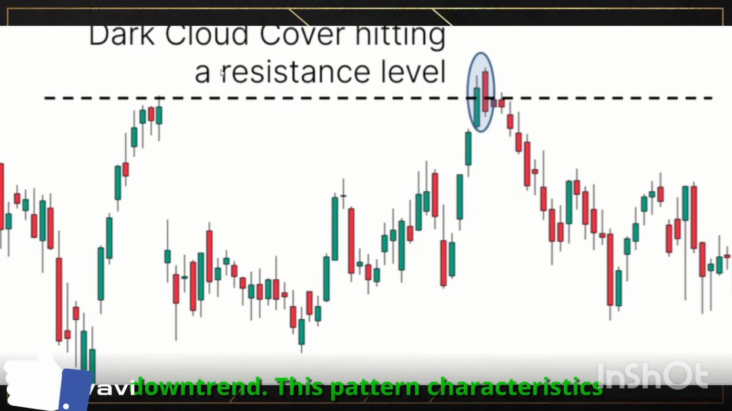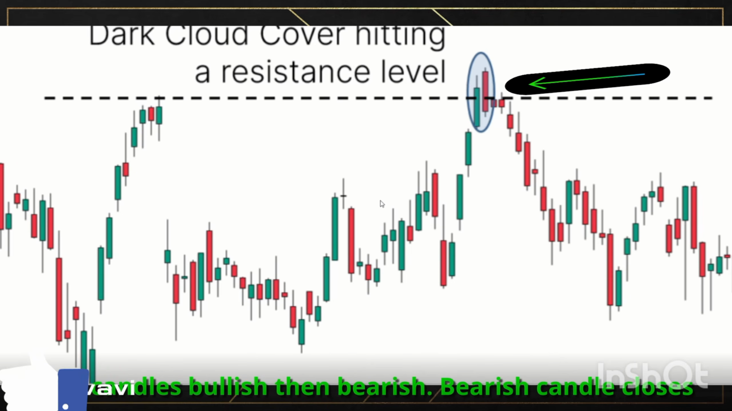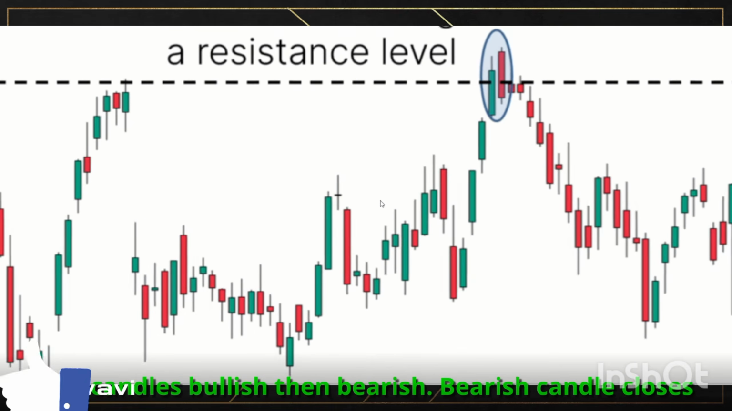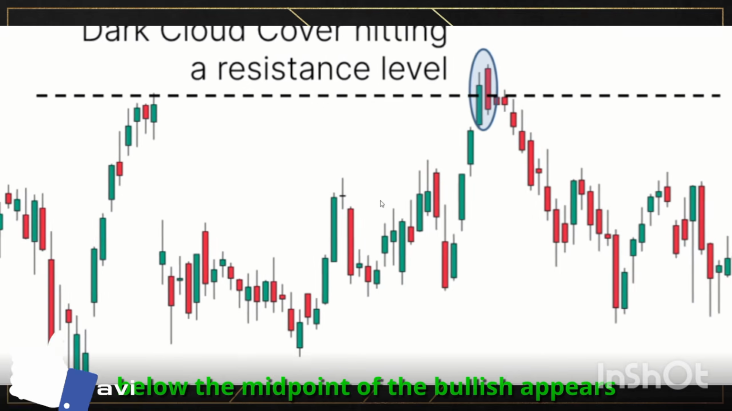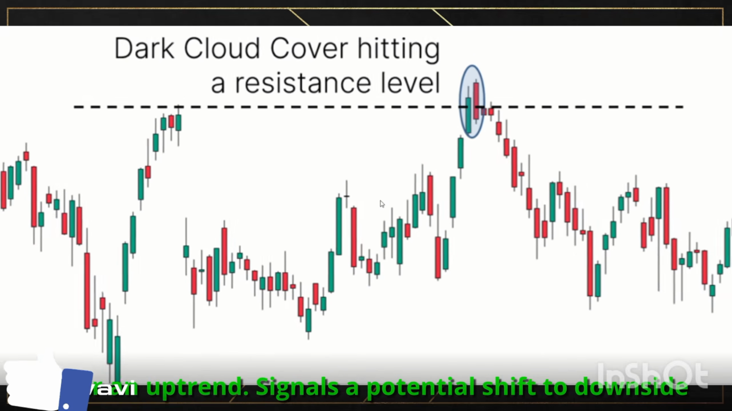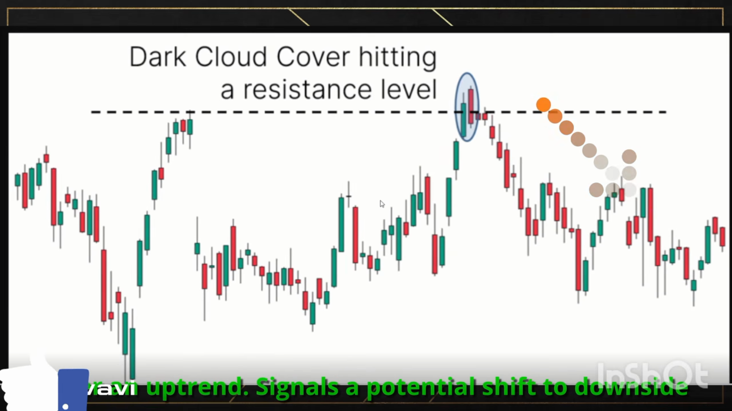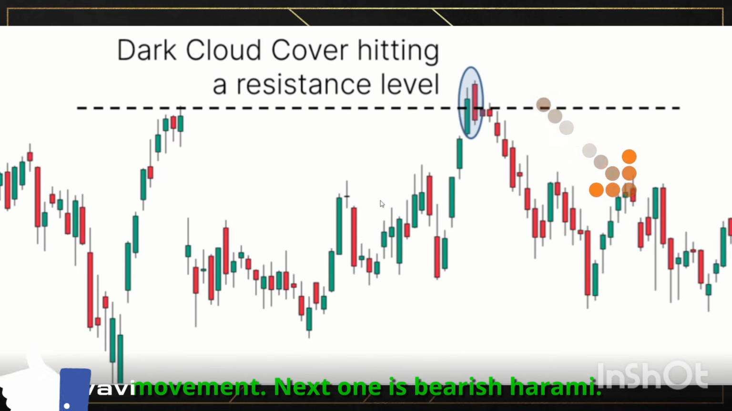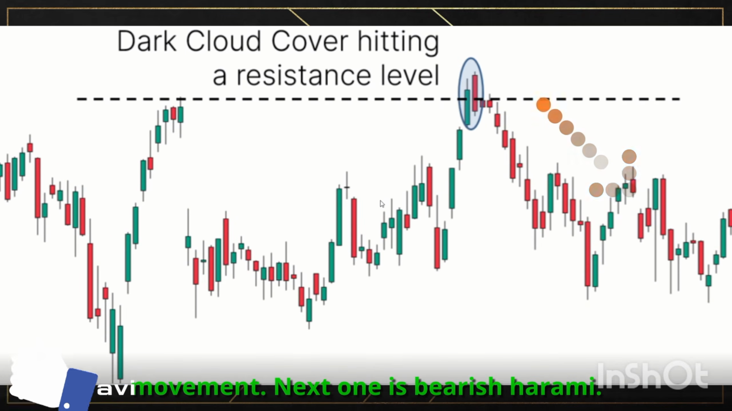This pattern characteristics: two candles, bullish then bearish. Bearish candle closes below the midpoint of the bullish, appears after an uptrend, signals a potential shift to downside movement. Next one is bearish harami.